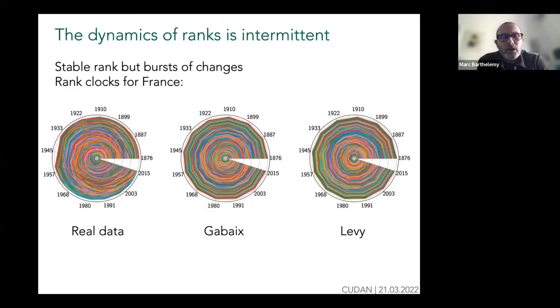And here are the rank clocks, for example. This is the French case. On the left, you have the real data.